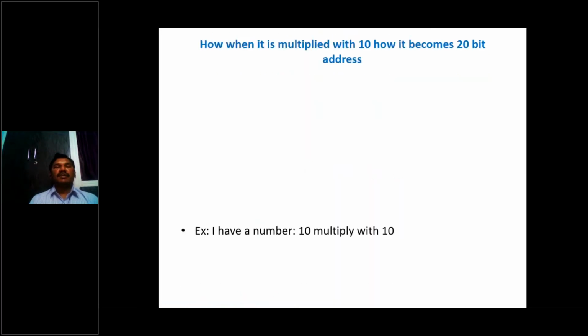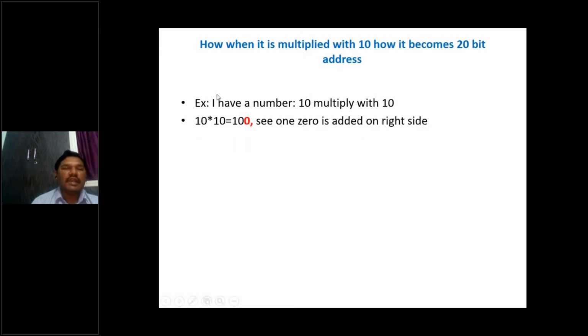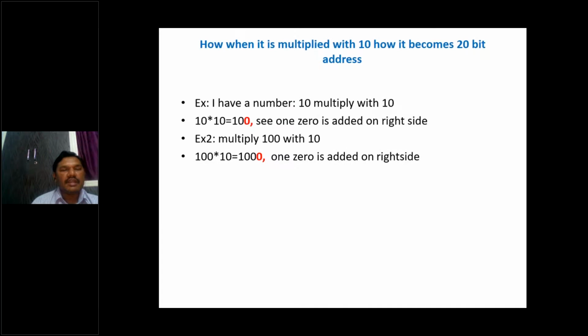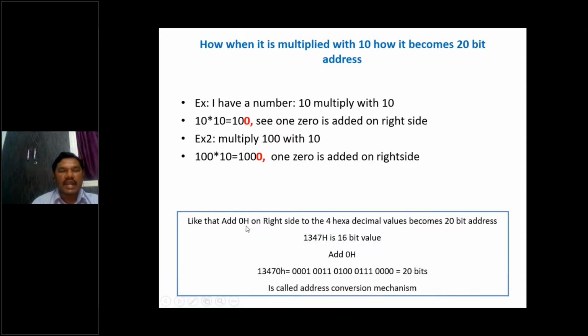The physical address is calculated as follows. I have a number 10. Multiply 10 with 10, and it becomes 100. This means the 10 is shifted by one more zero. Next, take 100 and multiply with 100, and it becomes 1000. It is becoming 4 digits instead of 3. Like that, we add 0H on the right side of the 4 hexadecimal digits and it becomes a 20-bit address.